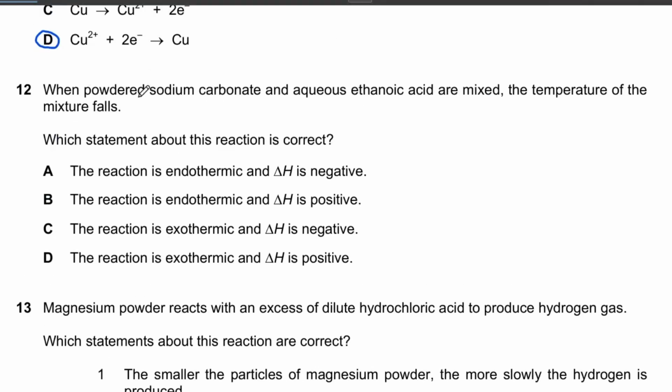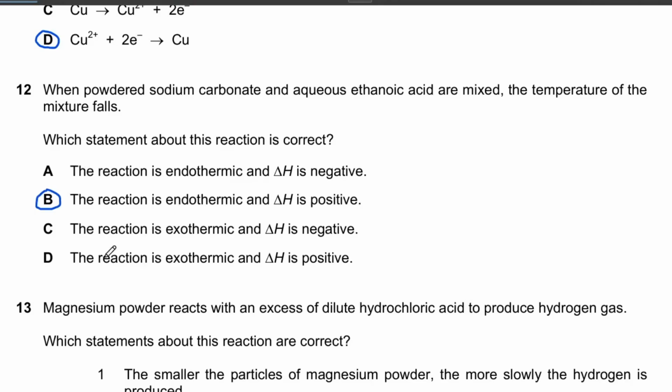Question 12. When powdered sodium carbonate and aqueous ethanoic acid are mixed, the temperature of the mixture falls. Which statement about this reaction is correct? A, the reaction is endothermic and the enthalpy change is negative. That is wrong. If it were endothermic, then the enthalpy change is supposed to be positive. B, the reaction is endothermic and the enthalpy change is positive. That's correct. Our answer is B.